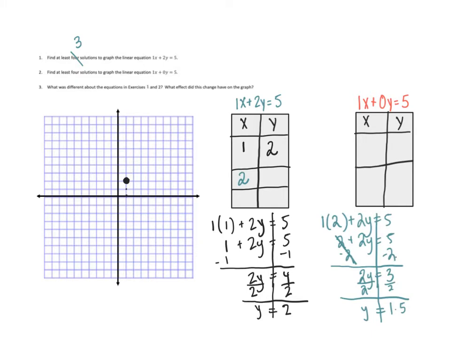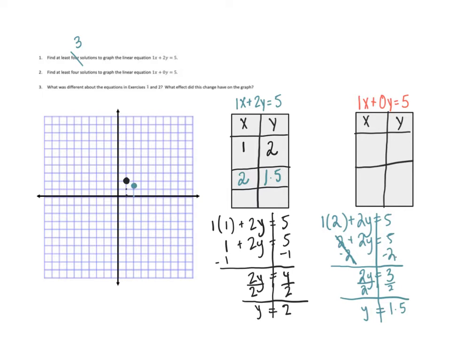All right, so you can see off to the side that I've plugged in a 2 for my x variable. And I've solved and I got y equals 1.5. So when x is 2, y is 1.5. So I'm going to graph this. I'm going to go over 1, 2, up 1.5.